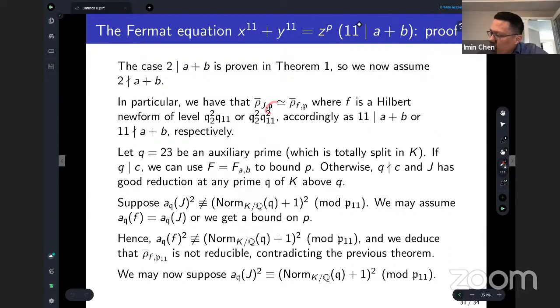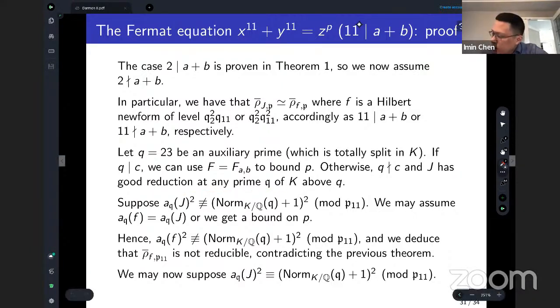So we know the mod P representation of Kraus's Frey abelian variety arises from a Hilbert new form at this level. Actually, we don't need this level here; I've just stated the theorem in general. We pick an auxiliary prime 23, which is totally split in K. And again, if Q divides C, we can use the Frey elliptic curve to bound P. Otherwise, we're in a situation where J has good reduction.